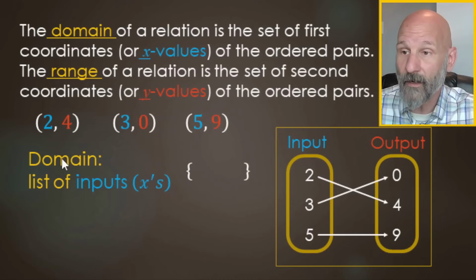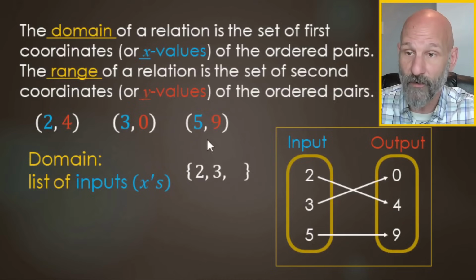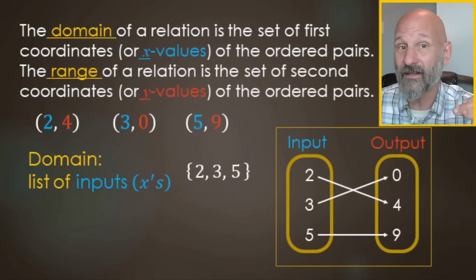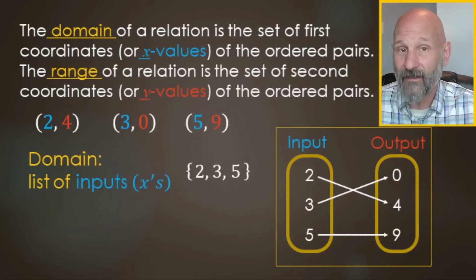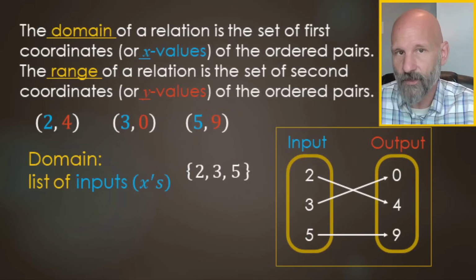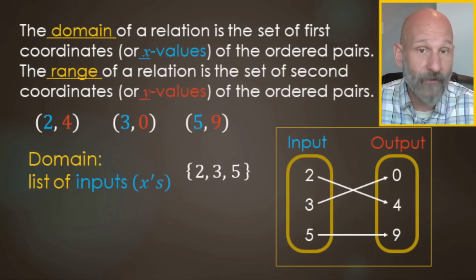So like our domain, we have a 2. So 2 is part of the domain, a 3 is part of the domain, and the last number in the domain is a 5. You're just listing the x values. That's all domain is: what possible x values or what possible inputs can you use for this function. Well, this one here, 2, 3, and 5, that's it.